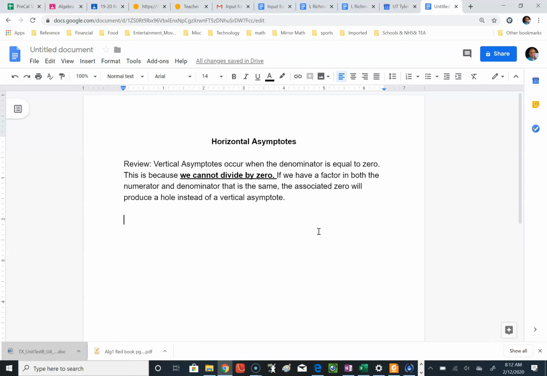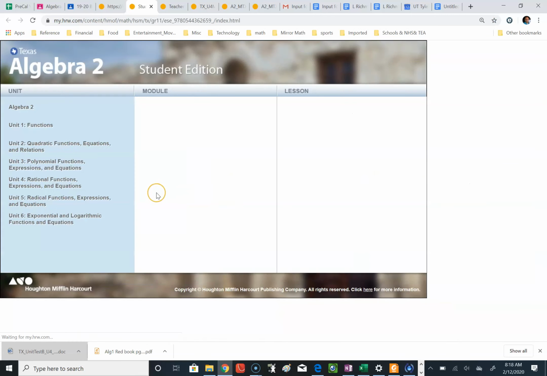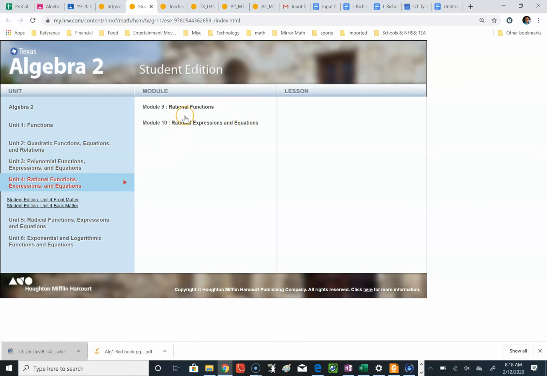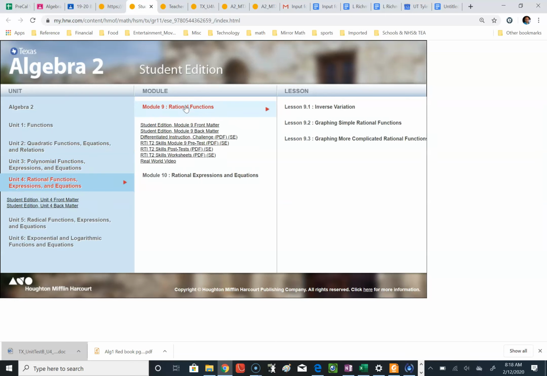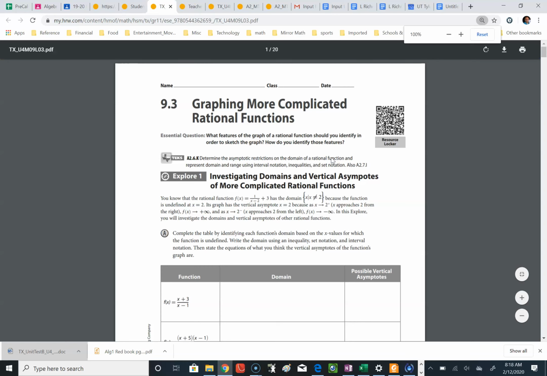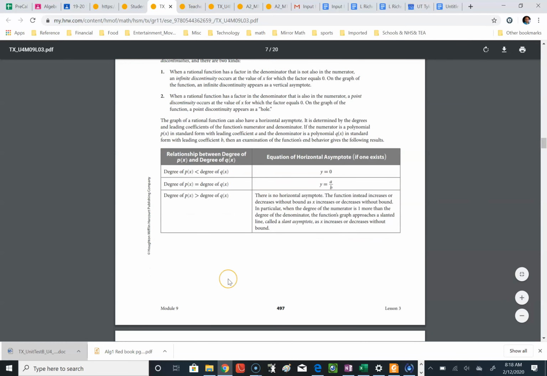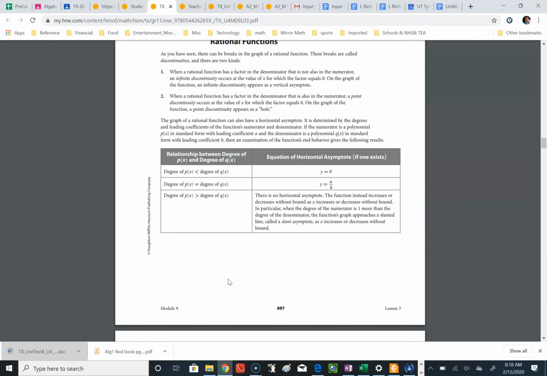Now we're going to put your pencil down when you're ready. From the beginning of my HRW, I need to select Algebra 2, that's our class. You will click on Student Resources. Then you will select Unit 4. Then you will select Module 9, Rational Functions. Then you will select 9.3, Graphing More Complicated Rational Functions. And then Student Edition Lesson 9.3. And then you will scroll on down to page 497.